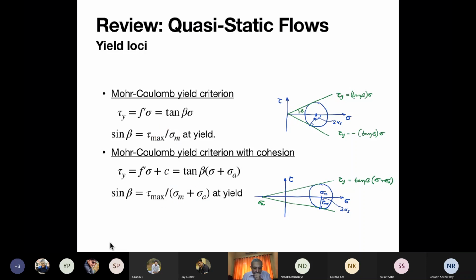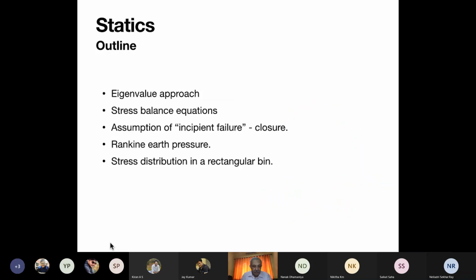So for a cohesive material, you will get this additional tensile stress which you have to overcome. So this is really what characterizes granular materials. And what I want to do next is say a little bit more about this eigenvalue approach and then stress balance equations. And then how do we solve these stress balance equations? What is the closure? And then a couple of examples. So I won't do everything today, but at least some part of this. This is what I'll do in this particular topic.